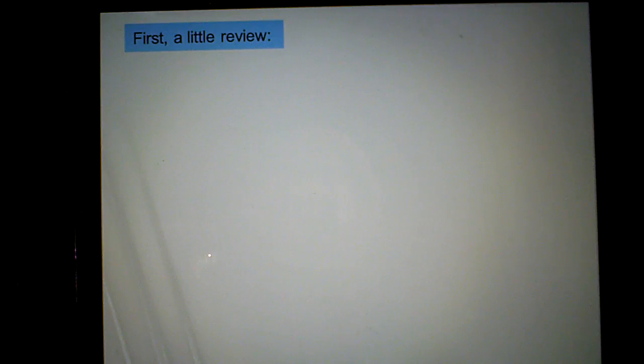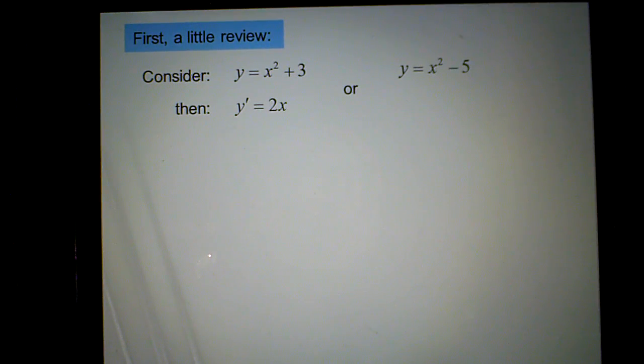So, a little review. Remember, if you have a simple two-variable equation, then you can take its derivative with respect to x, and you get a slope-generating function. Of course, if you have the same parabola shifted up or down, you know that the derivative is the same. Regardless of where that parabola is shifted up or down, the slopes at any particular x are still the same.